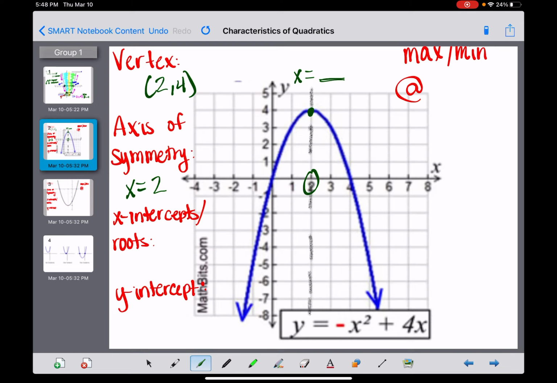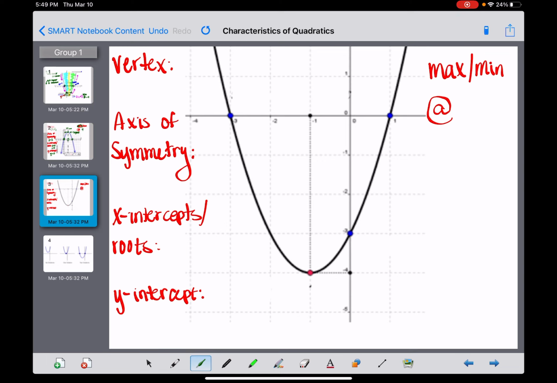What are my x-intercepts? So where am I crossing? I'm crossing at 0 and 4. What is my y-intercept? Which is just another repeat. I'm crossing at 0. And finally, is this a maximum or a minimum? This is the highest point of the parabola. So this is a maximum, and it's a maximum at 4. So give it a try.